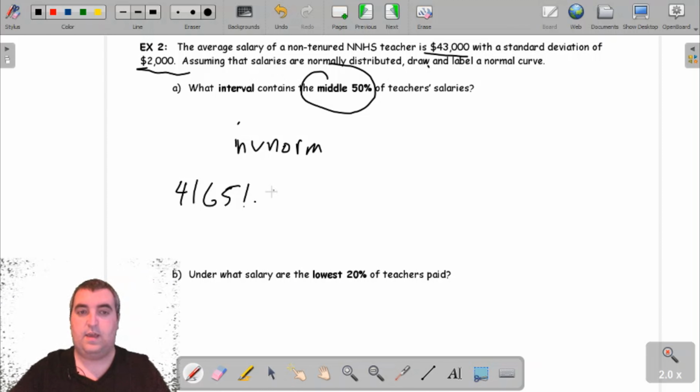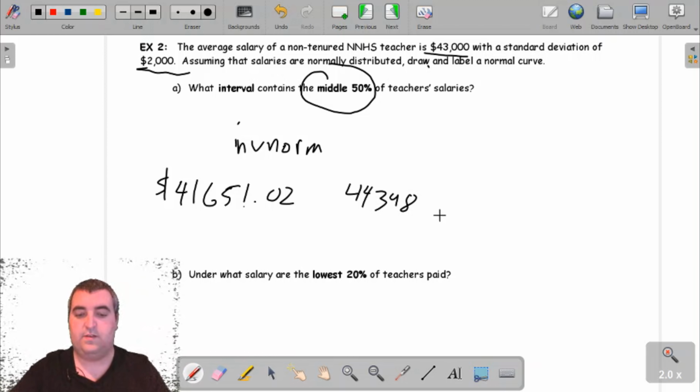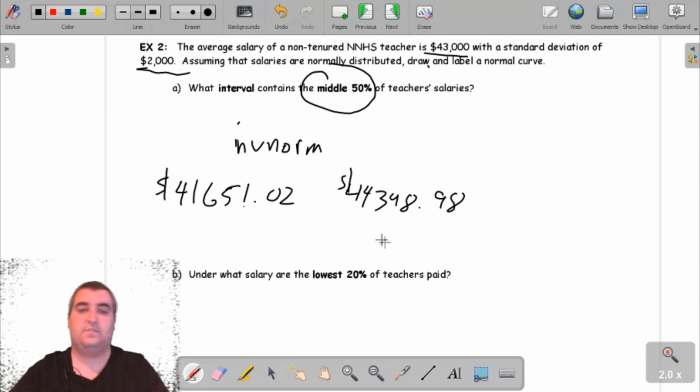And you'll see that the lowest number is $41,651.02. That's dollars. And the high end of this is $44,348.98. Yes, that is a 4. Okay.